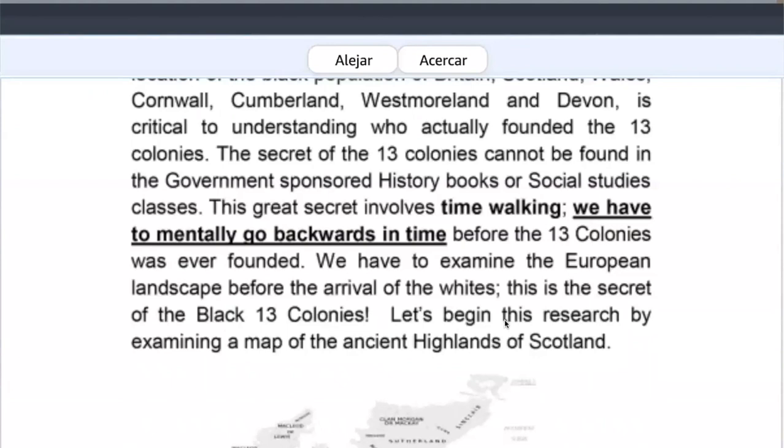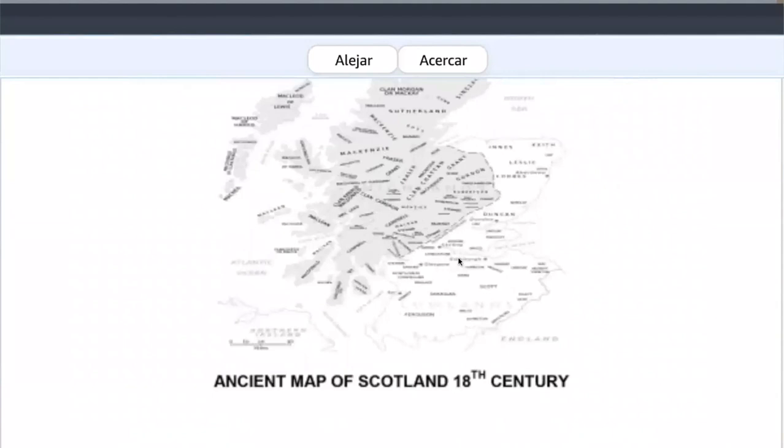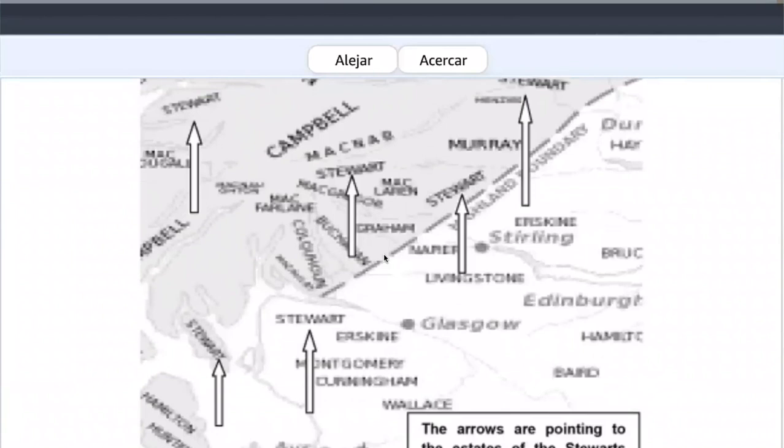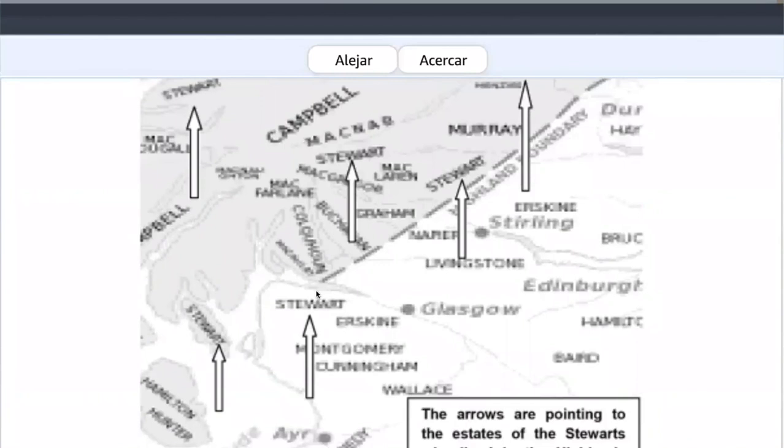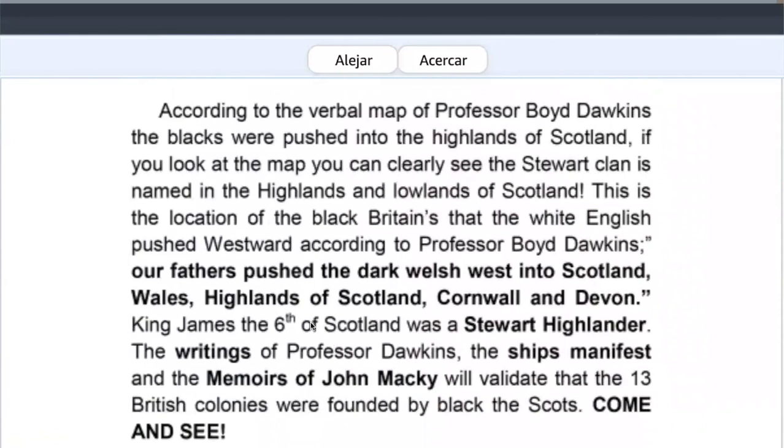Let's begin this research by examining a map of the ancient Highlands of Scotland. All right, so he's showing this ancient map of Scotland, 18th century, and this is a zoomed-in version. And as you can see here, it says Stewart. We got that in my Swarthy Europe videos, what Stewart really meant. All right, Swart. According to the verbal map of Professor Boyd Dawkins, the blacks were pushed into the Highlands of Scotland. So he's calling them the blacks, crayon colors. All right, that's why I said these are good books, but he's also coming at it with hijacked terms and all that, making it a black and white world.